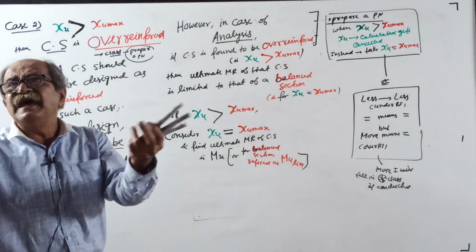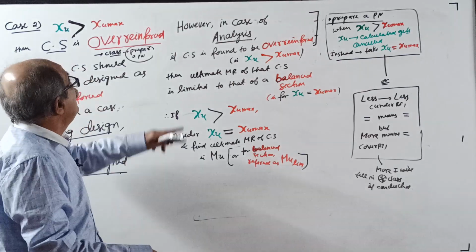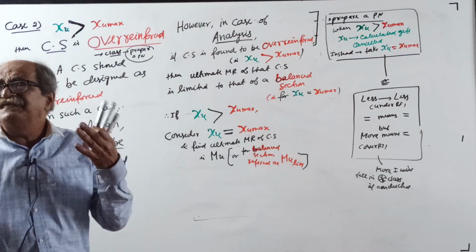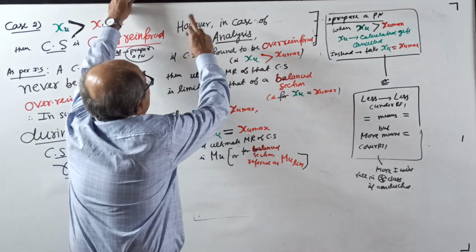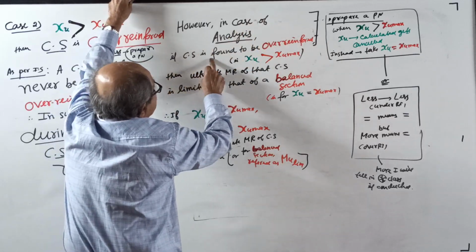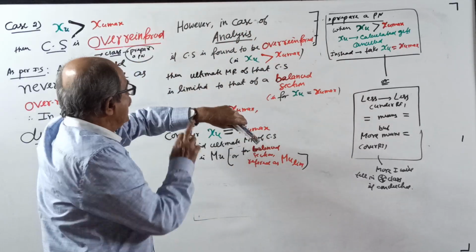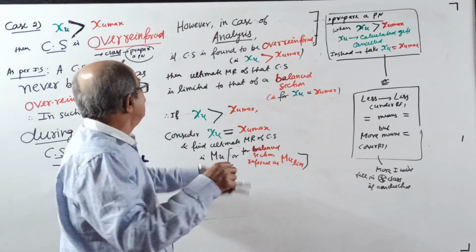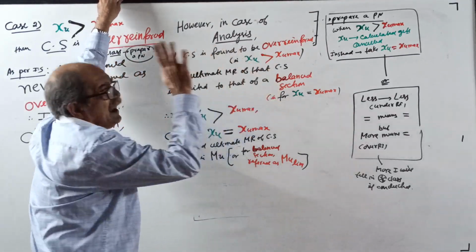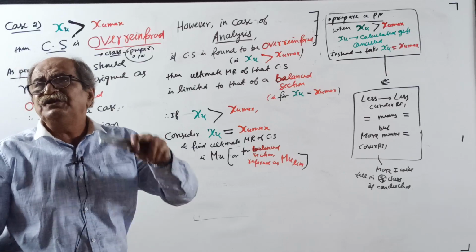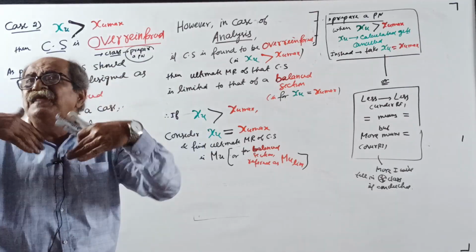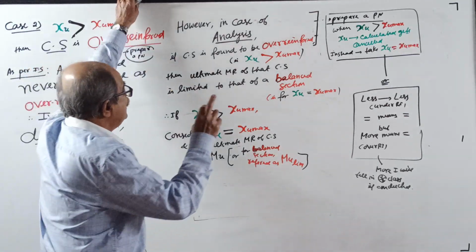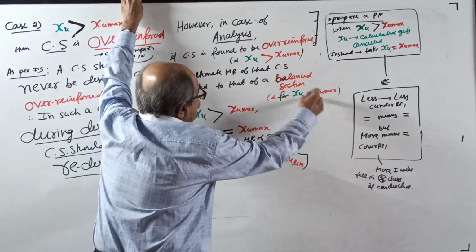Right now, we are not doing design. We are analyzing the given cross section. In case of analysis, if the cross section is found to be over-reinforced, that is when Xu comes more than Xu max, then the ultimate MR of that cross section is limited to that of a balanced section. You should not take the strength of that cross section beyond the balanced section. Actually, strength will come more, but the extra strength is not considered, that is, for Xu equal to Xu max.